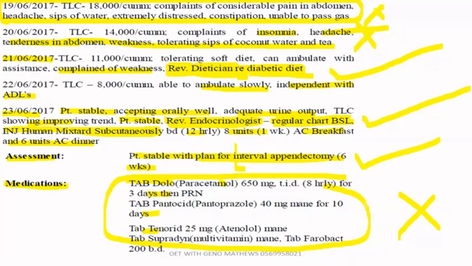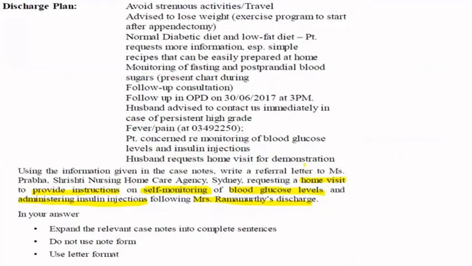Okay. Now, if we go ahead, the discharge plan is included. The person has to avoid strenuous activities. That means she should not do anything which is putting strain on her, because what will happen? The appendicitis may rupture. Okay, if it happens, it will be a big problem. And she has been advised to lose weight. Exercise program to start after appendectomy. That means the exercise program is planned to start after the appendectomy.